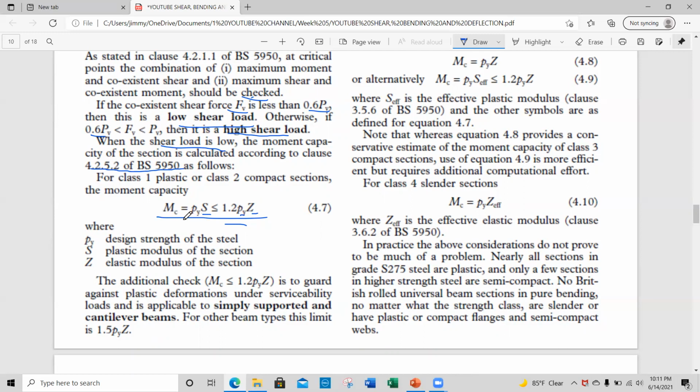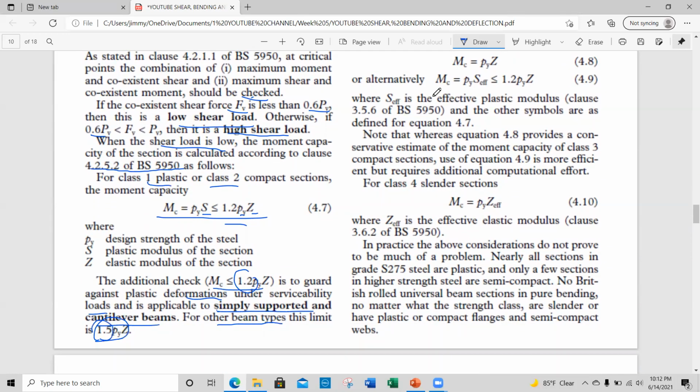So these are the conditions that you have to check when you have a class 1 plastic or class 2 compact section. The additional check, MC should be less than this limit, to guard against plastic deformations under serviceability loads, and it is applicable only to simply supported and cantilever beams. For other beam types, this limit should be this one. If it is simply supported, we use 1.2. Other types of beam, we use 1.5.